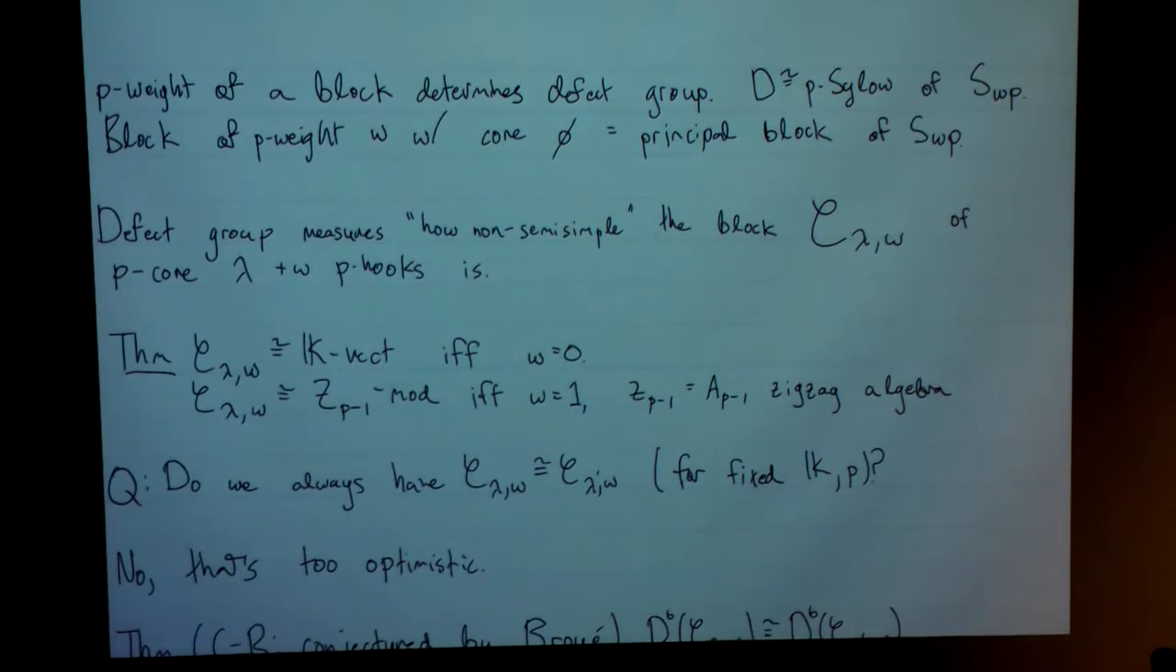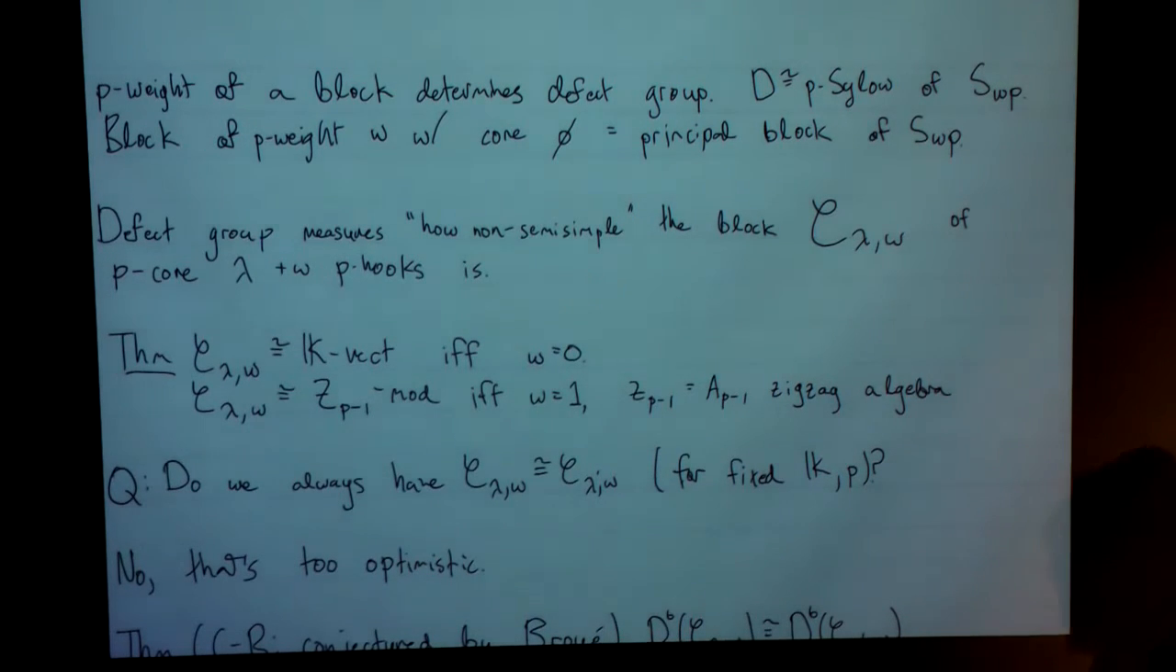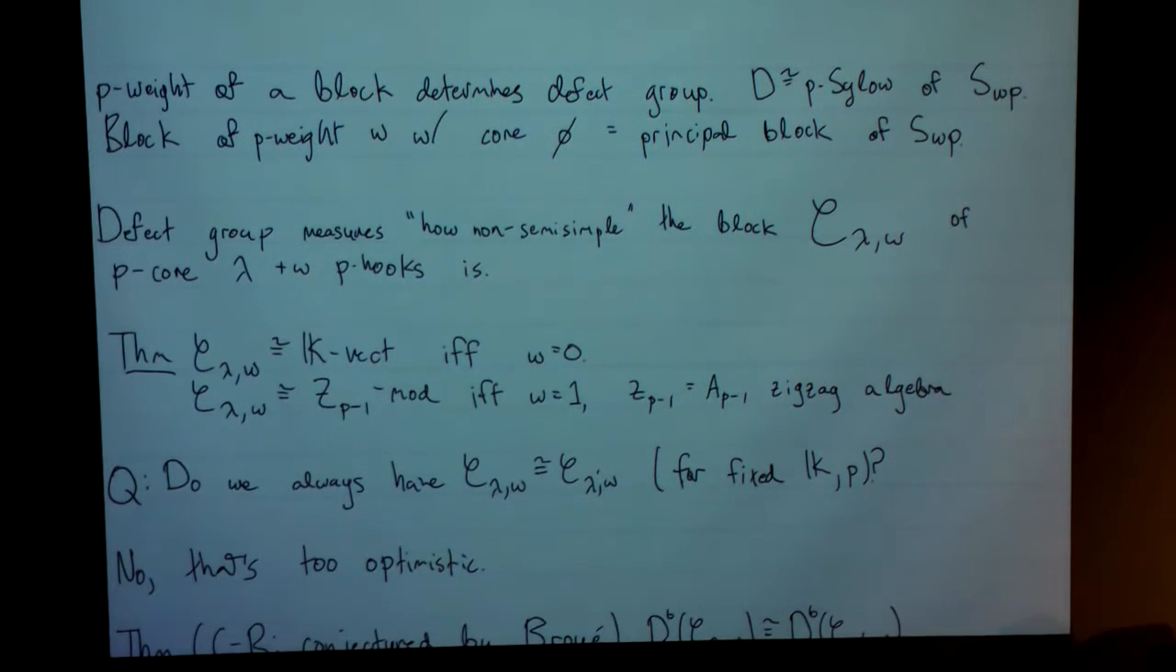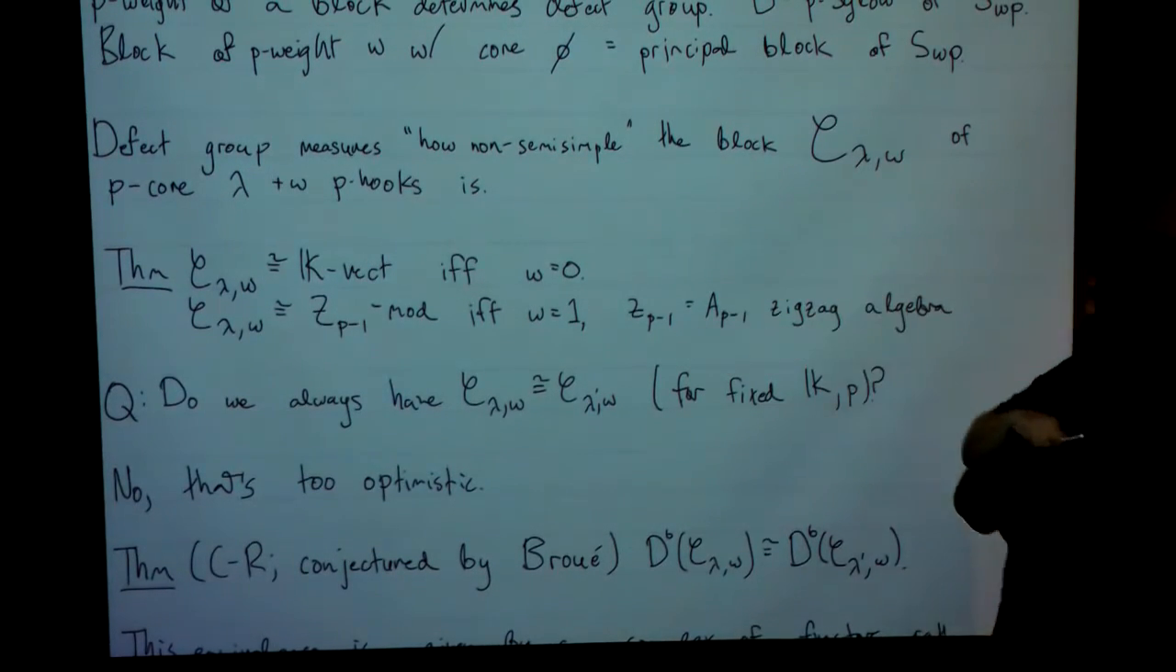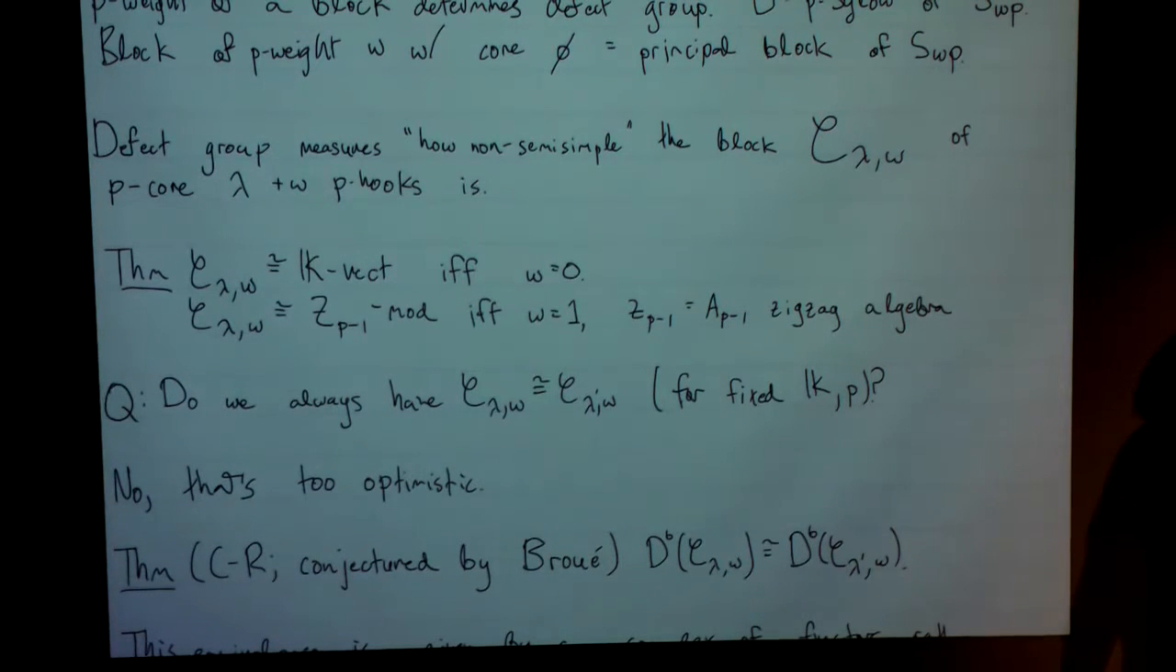And I just wanted to introduce this notation: lambda w, for lambda a core, means the block of all the p-regular partitions which have p-core lambda after pulling off w p-hooks. All right, so the more p-hooks, the more non-semi-simple the block. So for example, if w is 0, then this block is just a copy of vector spaces. There's one simple, there are no non-trivial extensions.